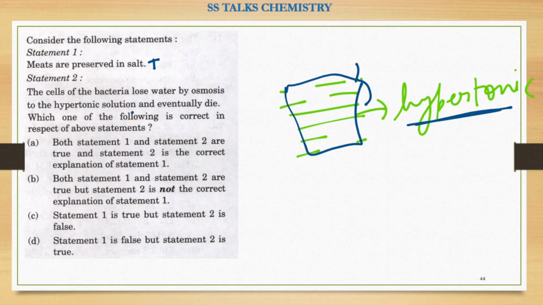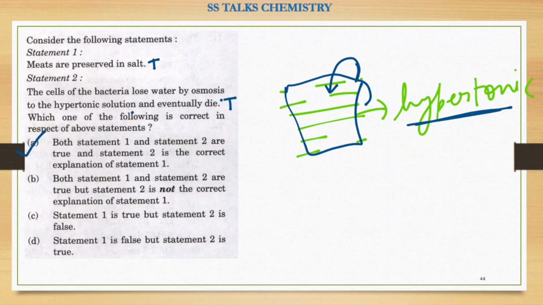Due to that, what's going to happen during this hypertonic solution? Due to the hypertonic solution, water from the meat is going to come outside. So the meat is going to shrink at that point. So cells are being killed at that point. So that is why this preservation of the meat is possible with the help of the salt. This explanation is also true. Okay. So both these statements are correct and the second is the correct explanation. So the correct answer is option A in this case.